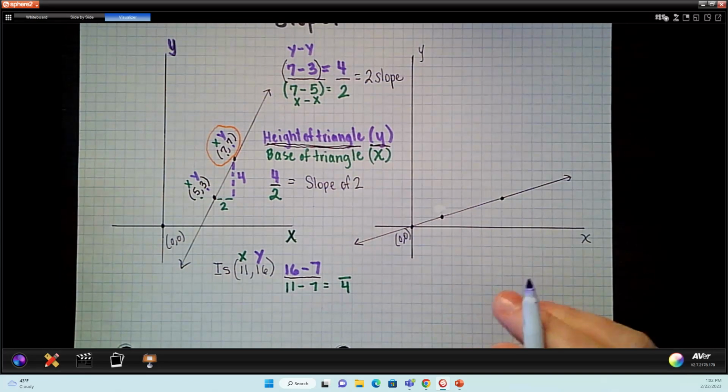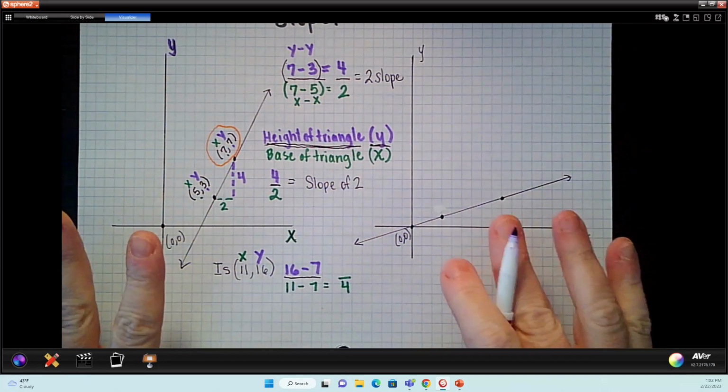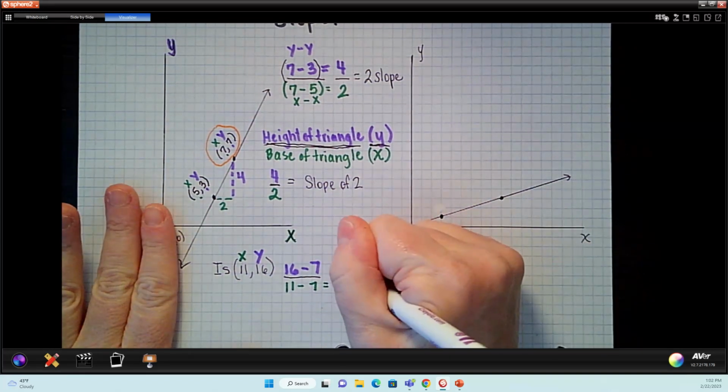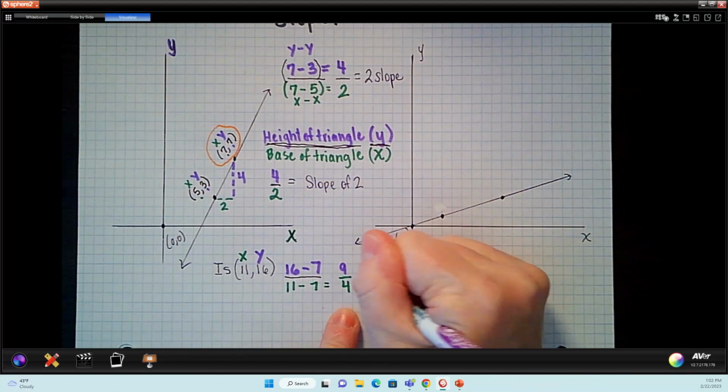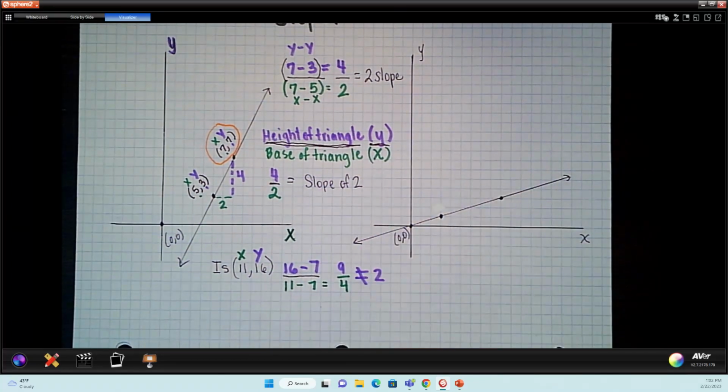And 16 minus 7? 16 minus 7 is 9. Ooh. Now, notice 9 over 4 does not equal 2. It's very close, but it does not equal 2. Now, if I were to change this point, what would work? An 8 would work. So if I made this number 15, 15 minus 7 would give me 8.